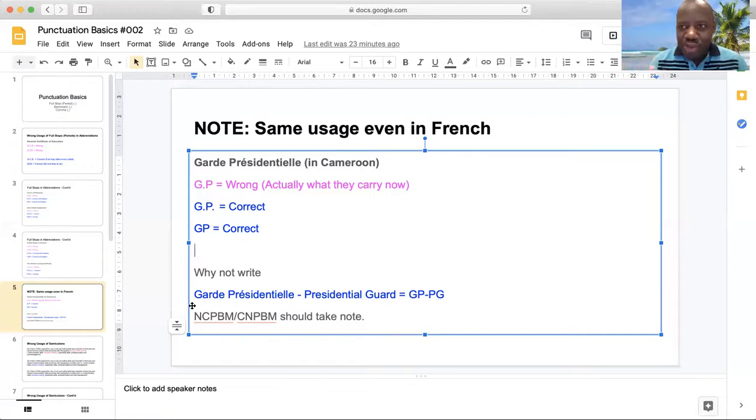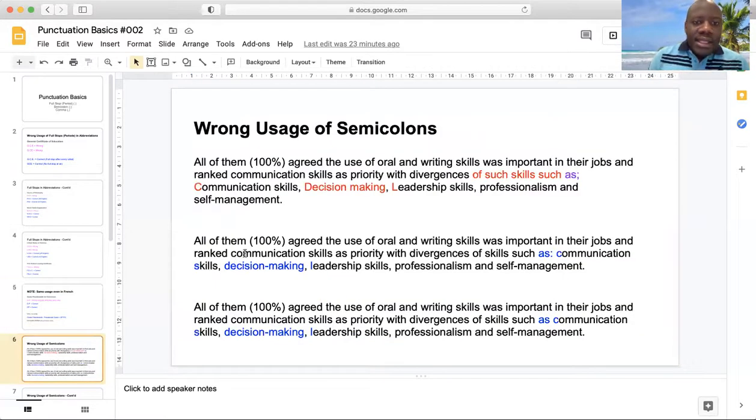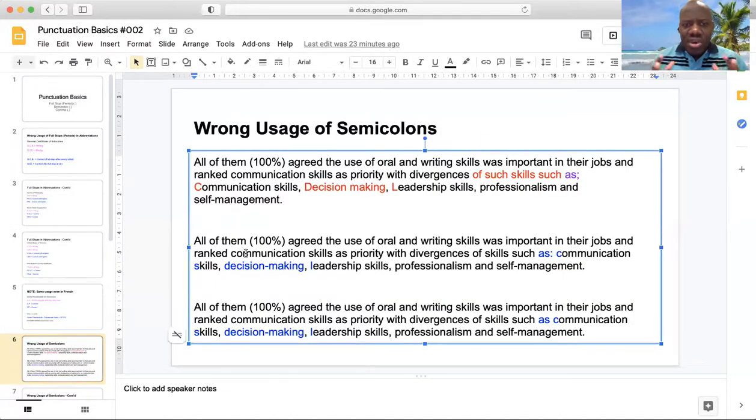Okay, so I'm going to go back to English for the next slide. Now we are talking about the wrong use of semicolons. I want to talk about the wrong use of semicolons. And I want to use some example sentences here which I've culled from people. This is where the sentences that I've taken from people start coming into play today.